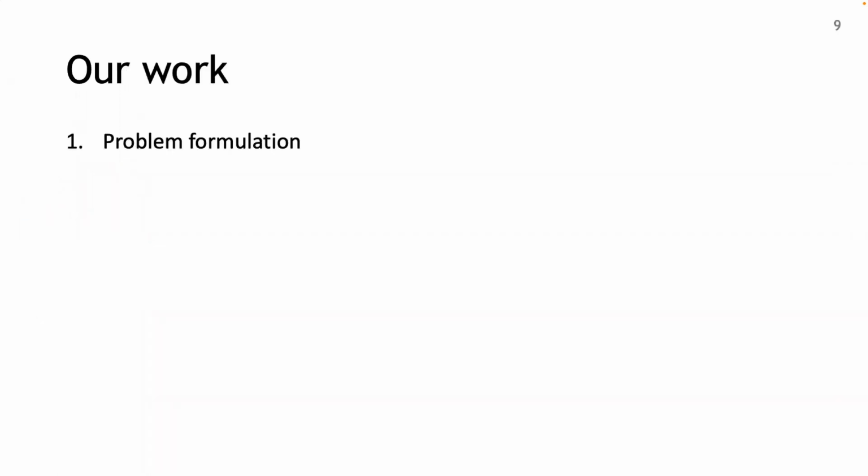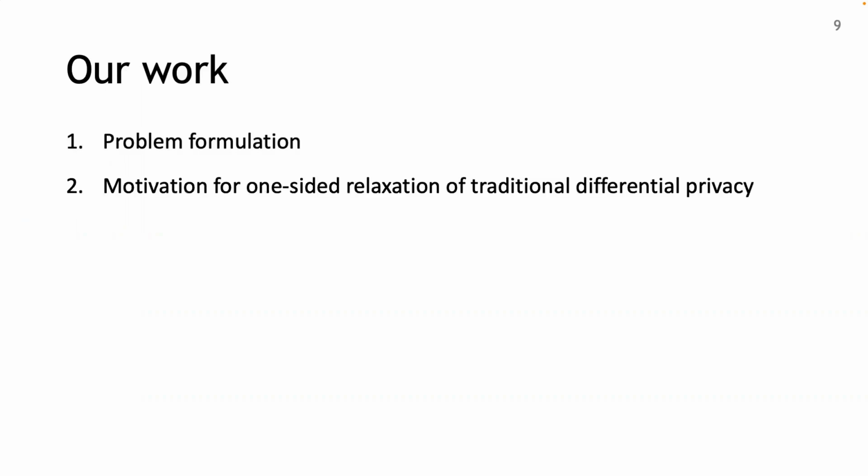First, we identify and formalize this new problem of de-anonymization risk. Second, we show that if you wanted to do something like standard differential privacy, we can't actually satisfy that in this setting due to a number of strong constraints on what our mechanisms are allowed to do. And that motivates a one-sided relaxation of differential privacy.